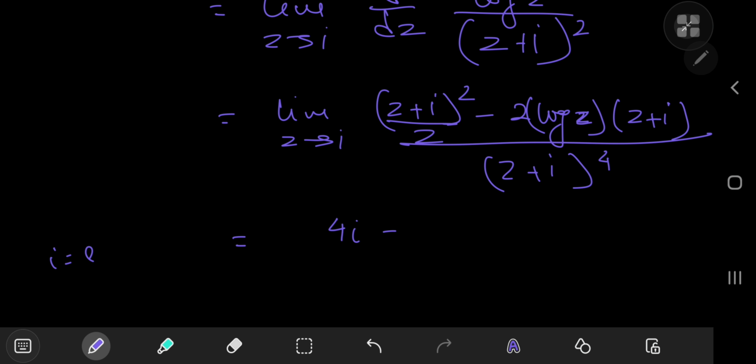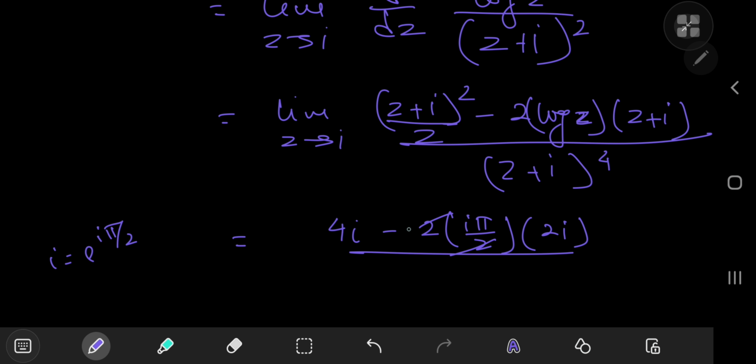Now i equals e to the i pi by 2. So the logarithm cancels out the exponential function. We're left with 2 times i pi by 2, with the 2's canceling out quite nicely. z plus i is just 2i here, and here you have 2i to the 4th power. That's 16.